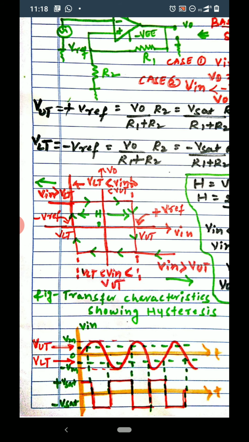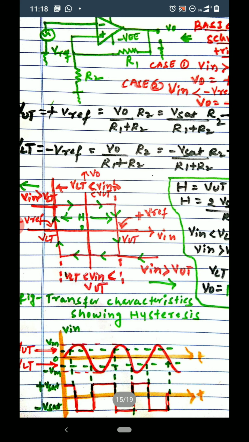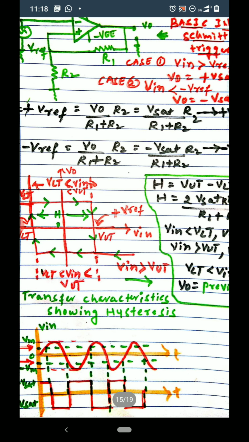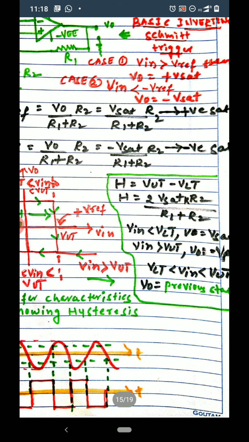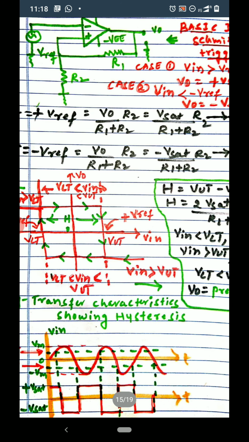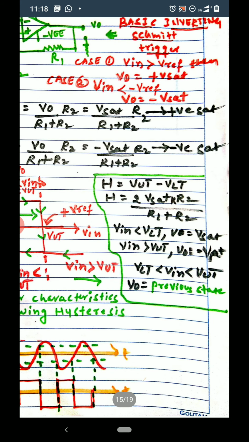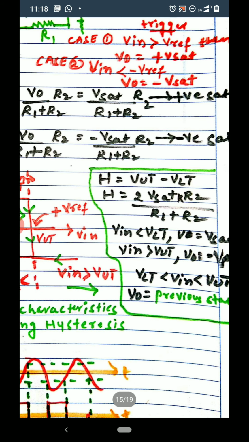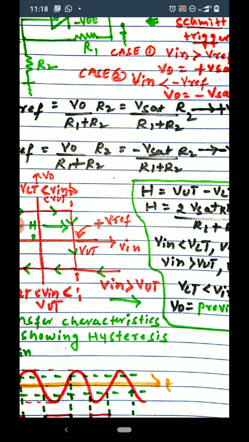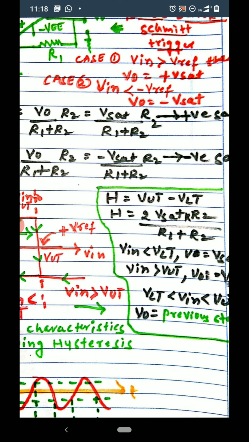Now we will see some of the equations based on our theory which we have explained till now. Hysteresis curve H, this length is nothing but VUT point minus VLT point, right? So if you put the equations, VUT is V saturation divided by R1 plus R2 into R2, and VLT is minus V saturation divided by R1 plus R2 into R2. So because of this, it becomes 2 times V saturation divided by R1 plus R2 into R2.